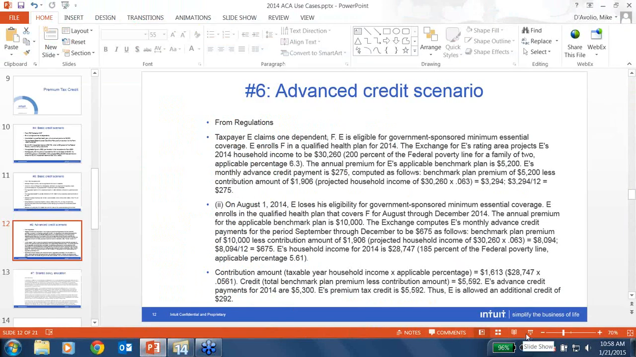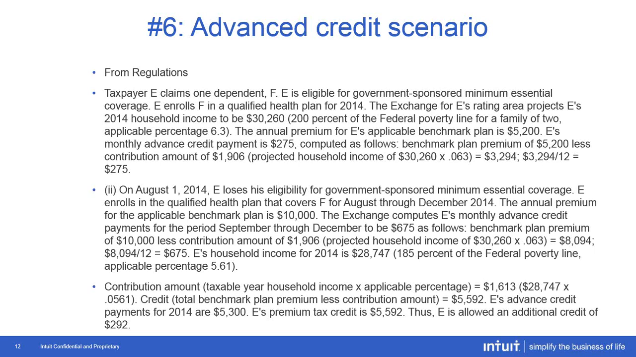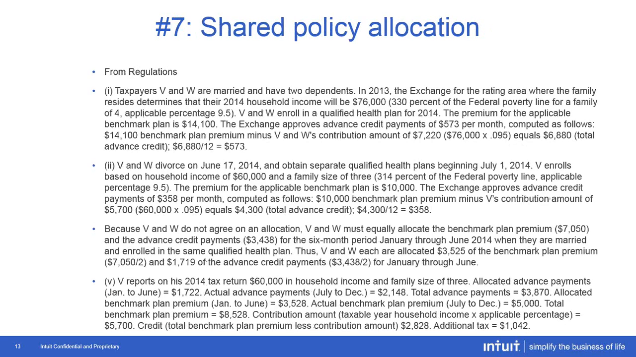Okay, next we're going to go to use case number 7, shared policy allocation. This example came out of the regulations as well. We have taxpayers V and W, married and have 2 dependents. In 2013, the exchange for the rating area where the family resides determines that their 2014 household income will be $76,000. V and W enroll in a qualified health plan for 2014. The premium for the applicable benchmark plan is $14,100. The exchange approves advance credit payments of $573 per month.